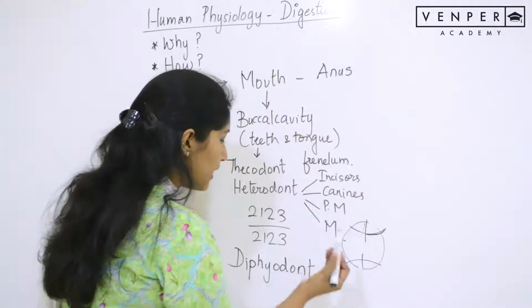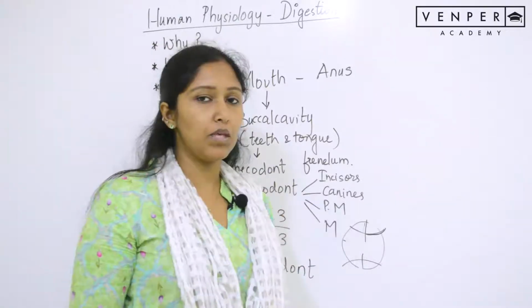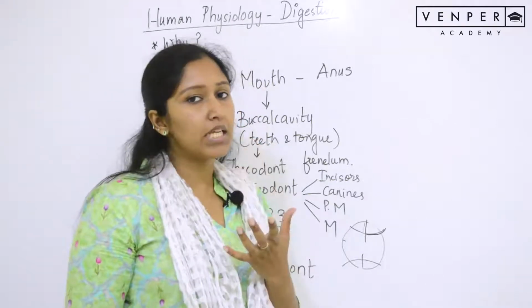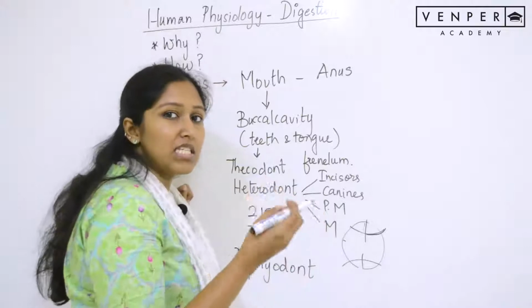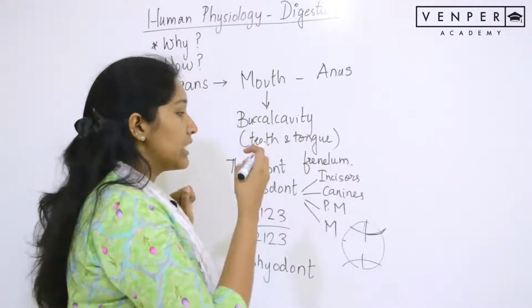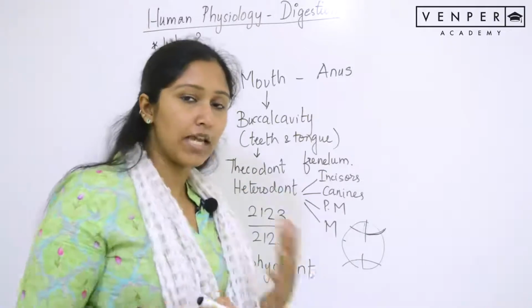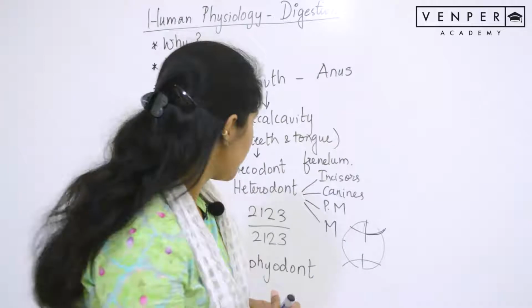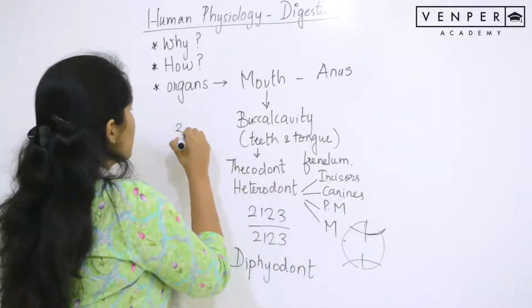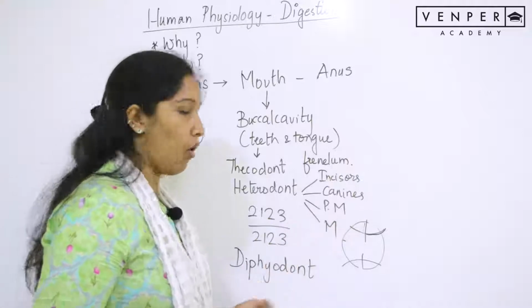So diphyodont means that you just don't have one set of teeth. So what happens is initially when the baby is born, it has primary teeth, milk teeth or deciduous teeth. So we know that deciduous trees shed their leaves. So similarly the deciduous teeth are also shed, and in the adult life as a child grows, it is later replaced by a permanent set of teeth. So an adult has around 32 teeth in the mouth composed of all these.